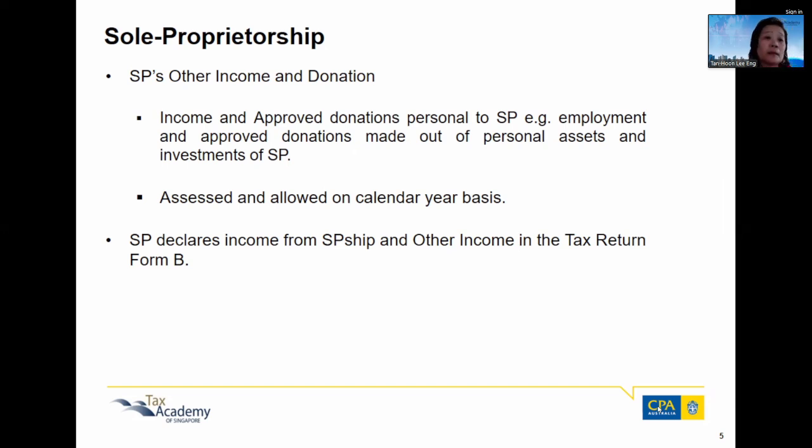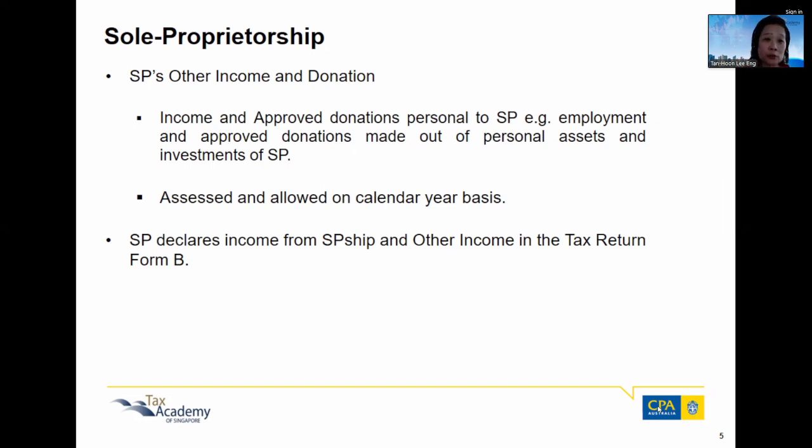So, as I said, the sole proprietor is an individual. So this individual sole proprietor may have other income, other than this business income. He may have employment income, he may have partnership income, he may have rental income, he may have any other income that we're going to assess him on. What happens is that this other non-trade income, like employment income, which we touched on just now, will be assessed on a calendar year basis, strictly on a calendar year basis.